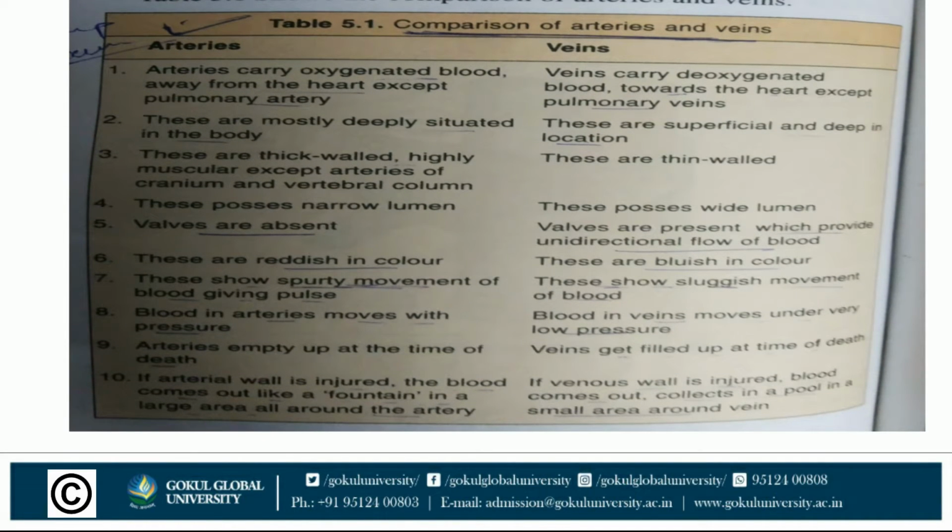Arteries show spurting movement of blood, giving a pulse. Veins show sluggish movement of blood. Blood in arteries moves under pressure. Blood in veins moves under very low pressure.